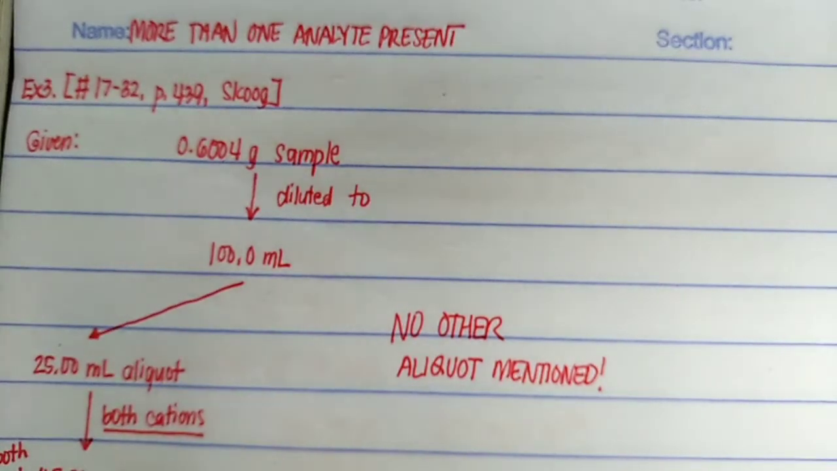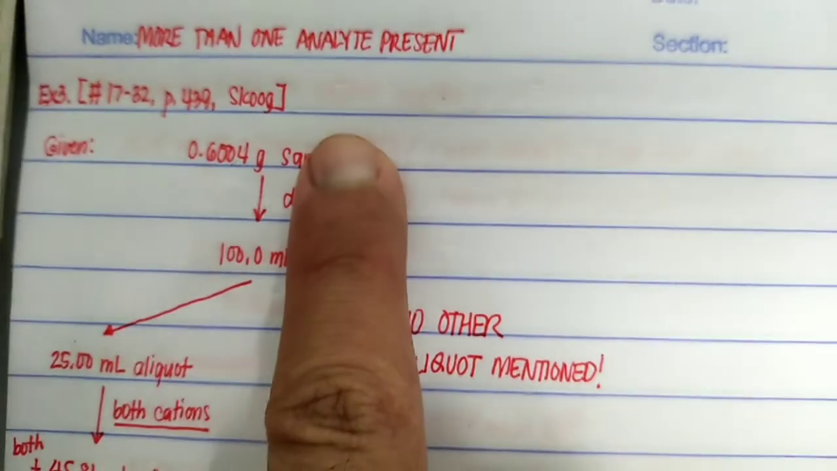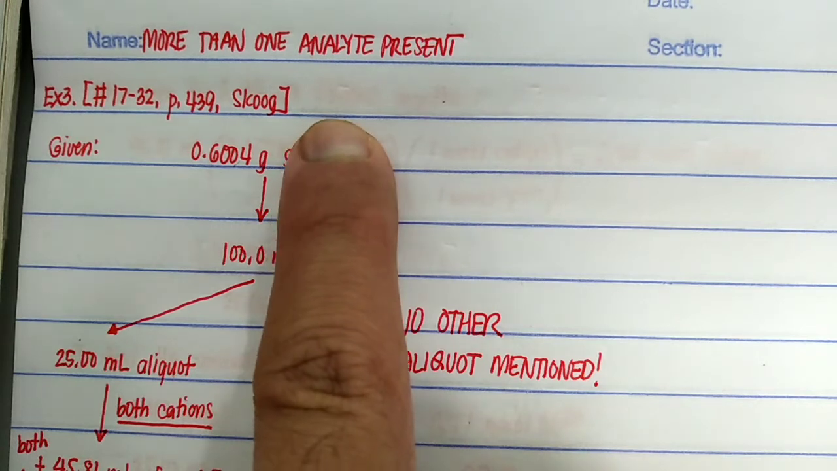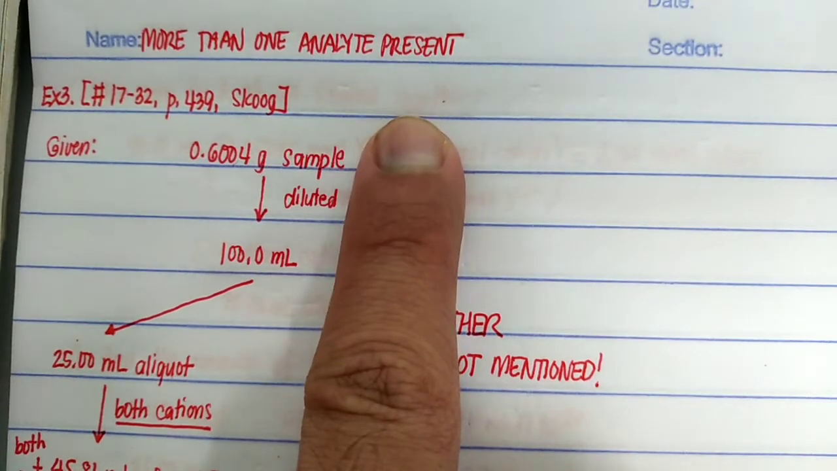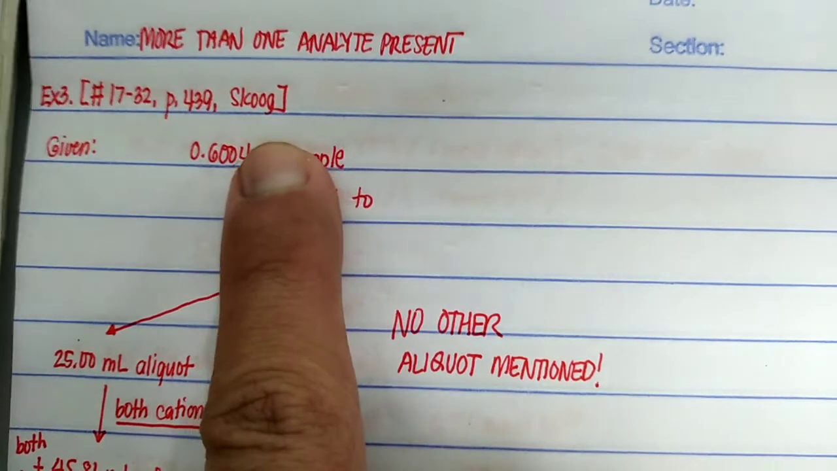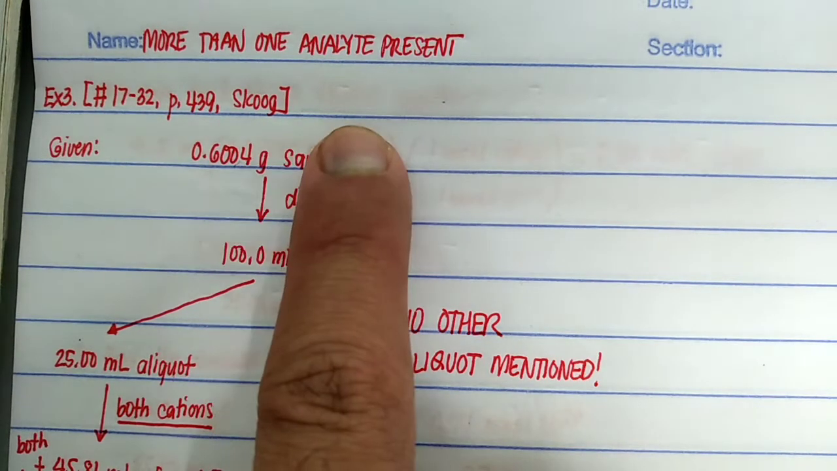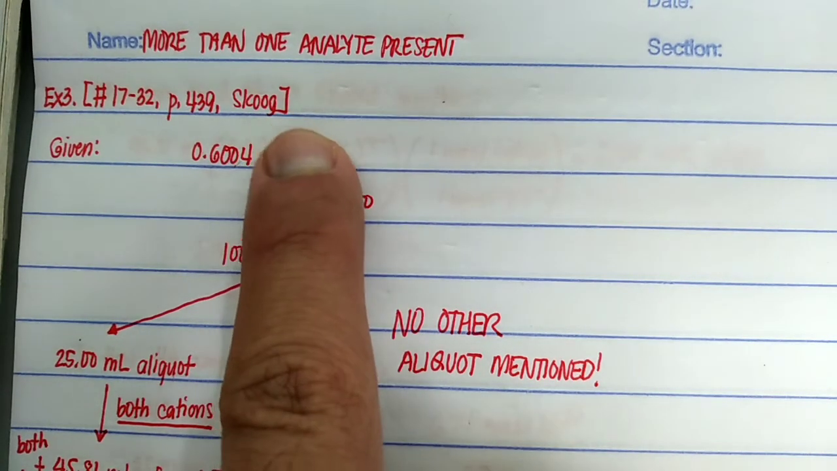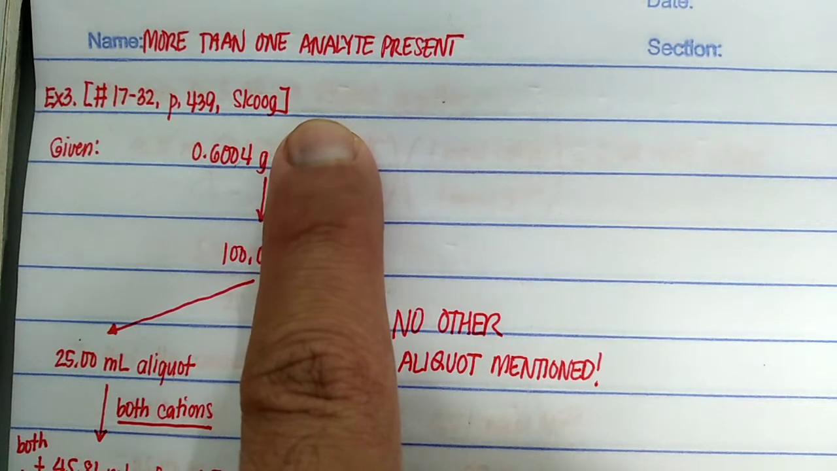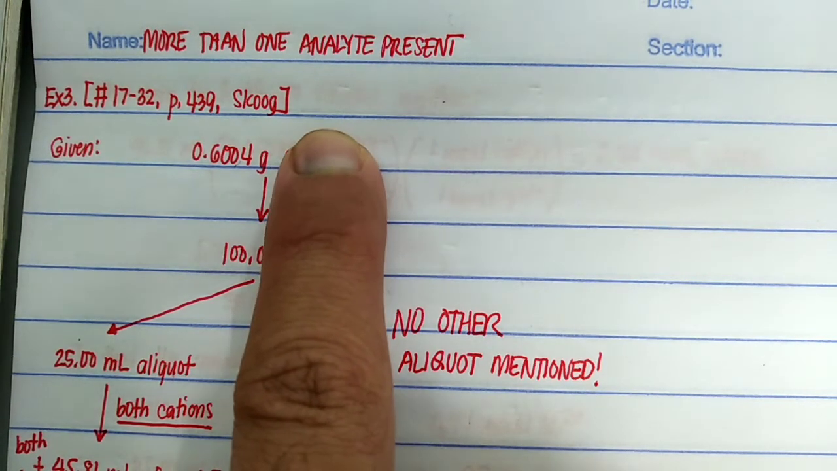Now for our last example, this example is once again taken from Skoog. This is number 17-32, page 439. So I highly suggest that you read the problem first before you continue on with this video. If you've read the problem, you will note that this particular problem, we tackled it very fleetingly in class.